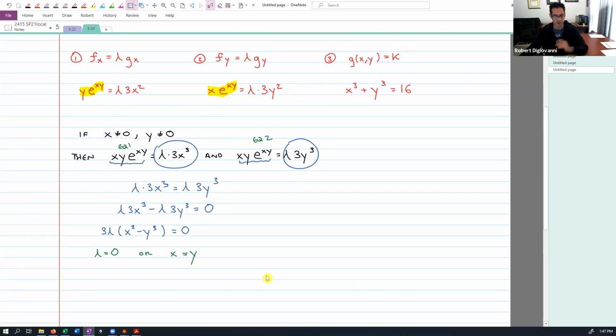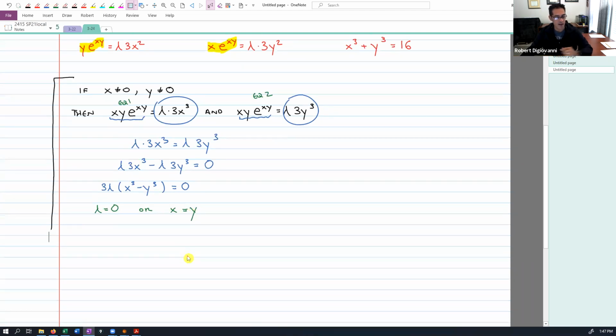Okay, all right, where are we? I'm lost. All right, so let's do these one at a time. Remember, we're working all within this construct right here. We assumed that x and y were both not 0, and what we've determined at the end is that either lambda is 0 or x must be y. I'm going to go with x equals y first, okay? So I kind of had 2 different scenarios now.